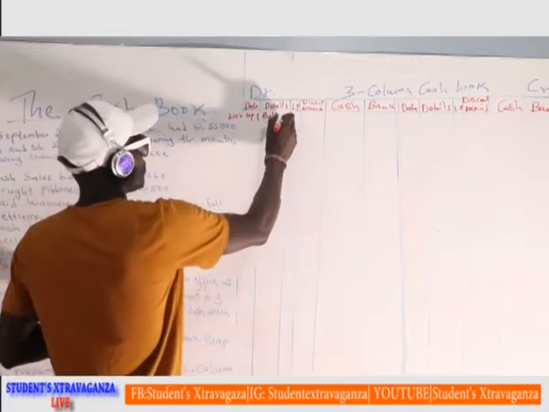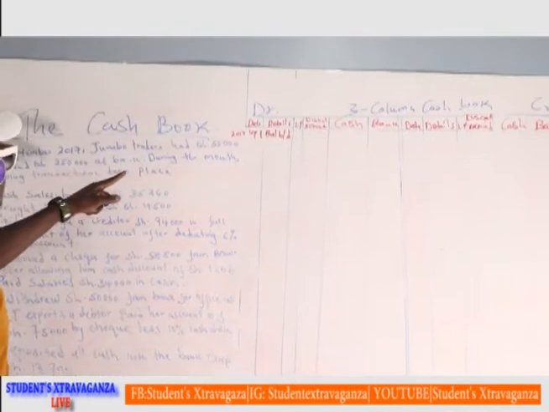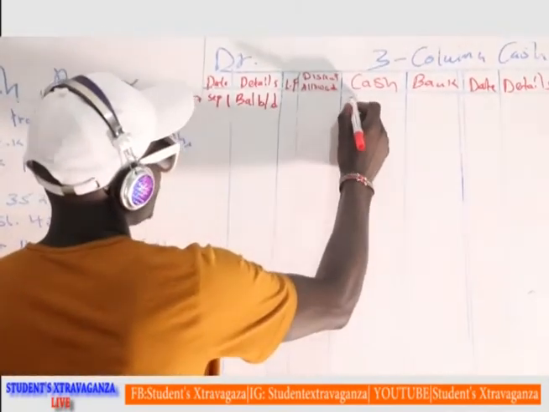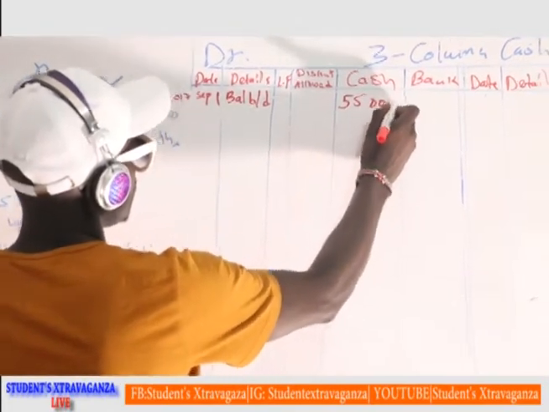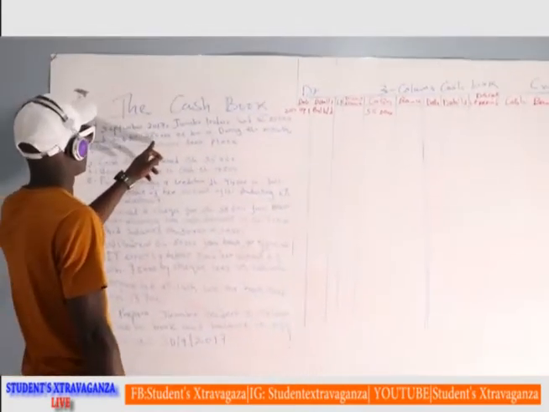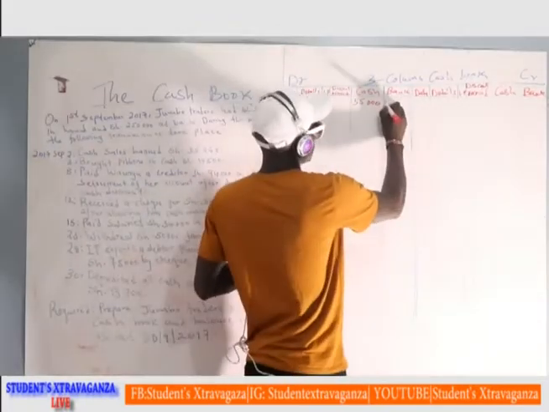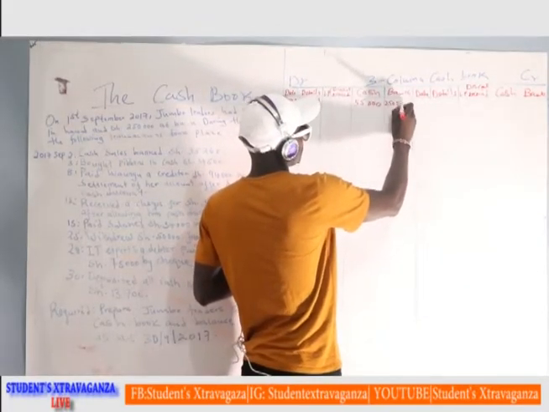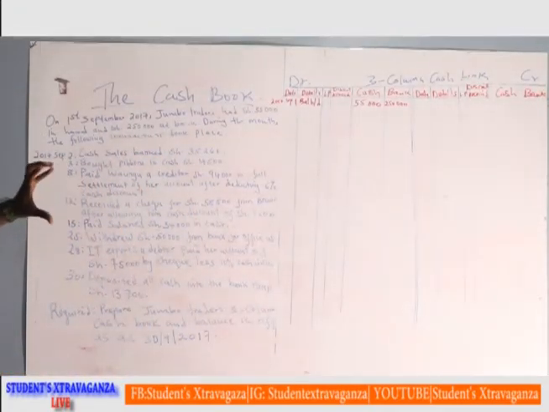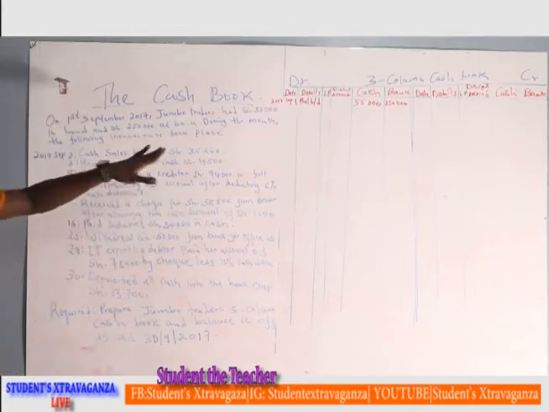Balance brought down is 55,000 on the cash column, 55,000 because it's cash. Then 250,000 at bank, 250,000 affecting the bank account. Then let's proceed with our illustration.